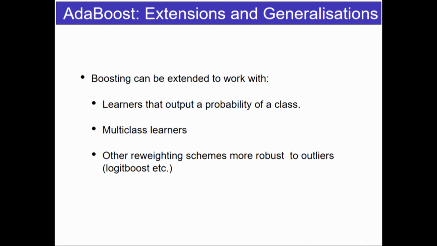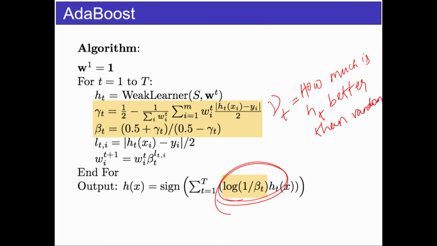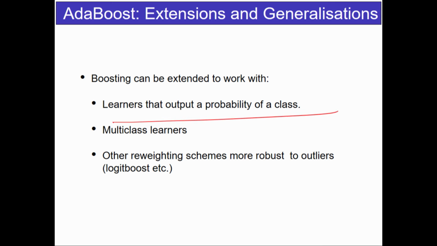So I did boosting entirely for binary classification, with learners that output either plus one or minus one, but you might just as well have learners that output a probability of a class. It can say it is plus one with probability 0.7, minus one with probability 0.3. You can extend boosting to work with that. That's the reason you have this modulus of ht of xi minus yi in the first place. If ht is just plus one or minus one, this seems overkill. But it will work even if you have learners that output the probability of a class.